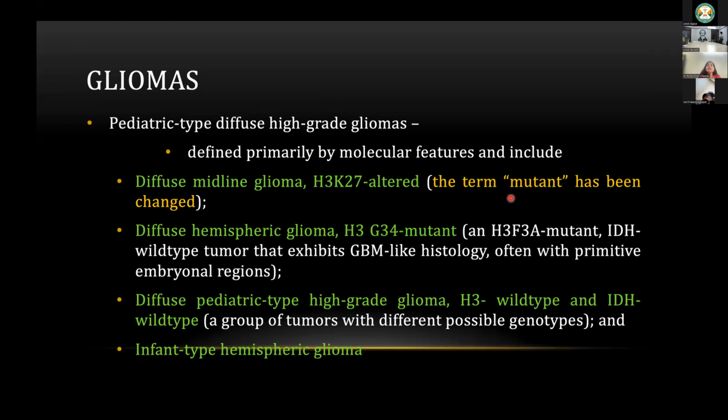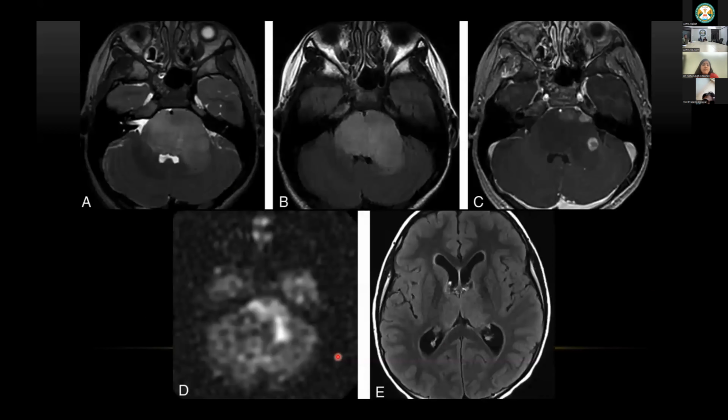The diffuse midline glioma, H3 K27 altered. The term which was used in the 2016 classification was H3 K27M mutant, but it has been changed to altered now, because there are many other molecular and genetic abnormalities seen in these tumors. Then there is diffuse hemispheric glioma, H3 G34 mutant. Then there is pediatric high-grade glioma, which is wild type for both histone and IDH mutations. Then there is infant-type hemispheric glioma. So let's see these tumors one by one.